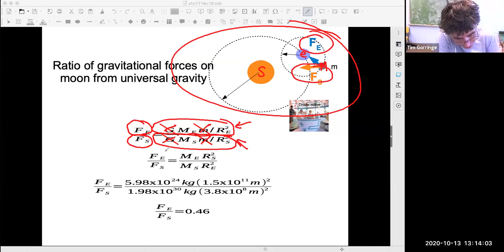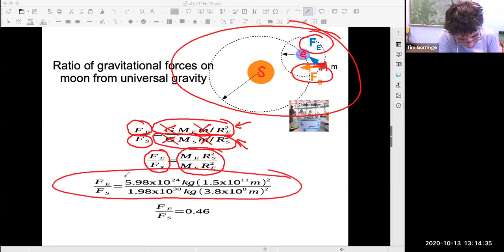And we find that the ratio of the two forces is given by this ratio involving the masses and the radii of the orbits: mass of the Earth, mass of the sun, radius of the moon's orbit around the sun, and radius of the moon's orbit around the Earth. And we can plug all those things in. And so that's what I did downstairs here.